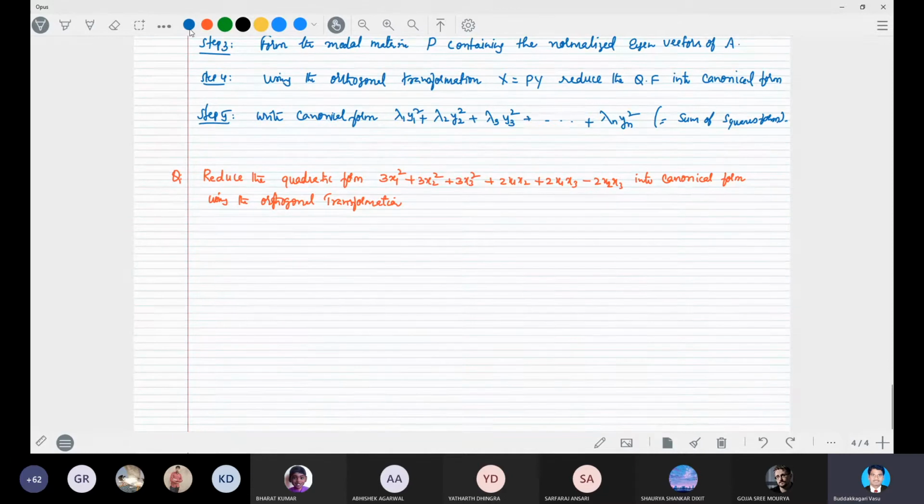So the given quadratic form is Q is equal to 3x1 square plus 3x2 square plus 3x3 square plus 2x1x2 plus 2x1x3 minus 2x2x3.